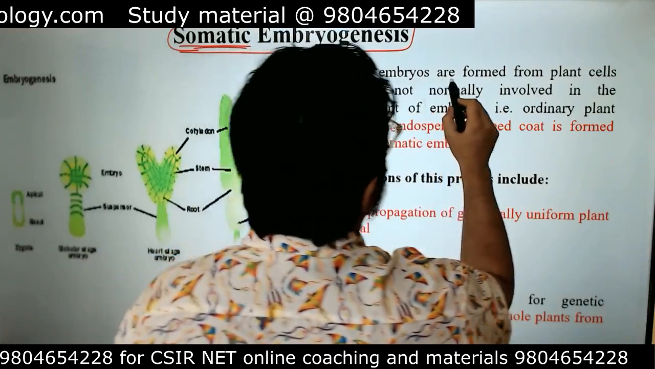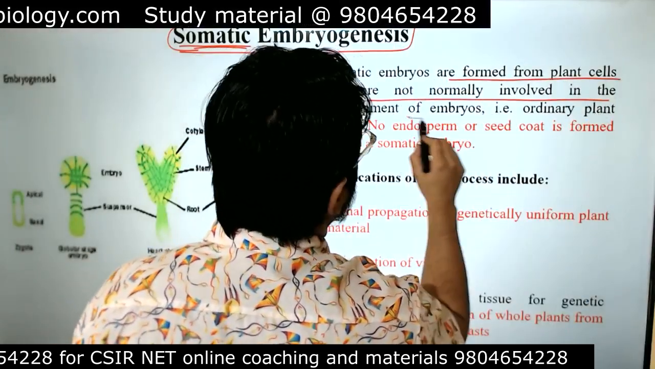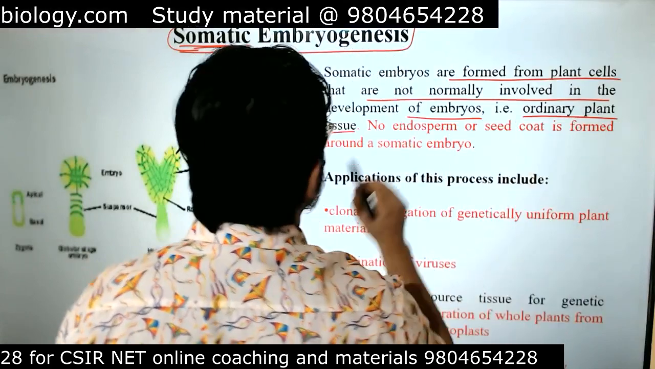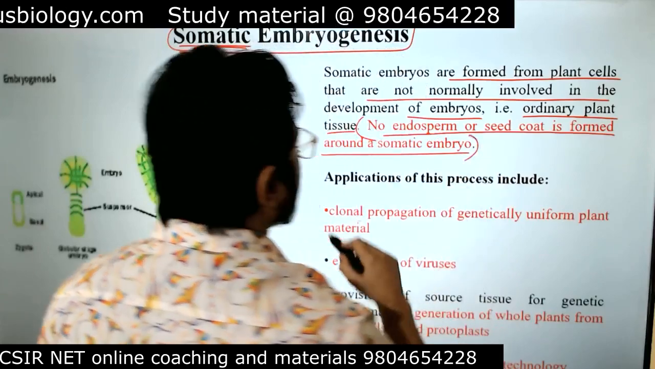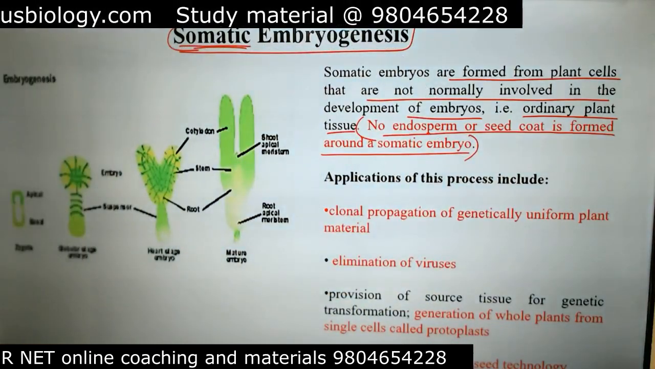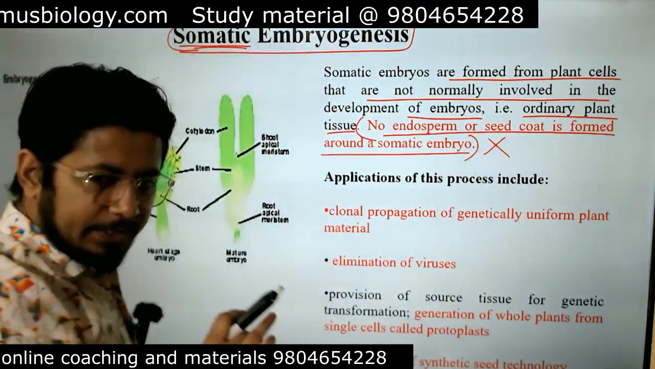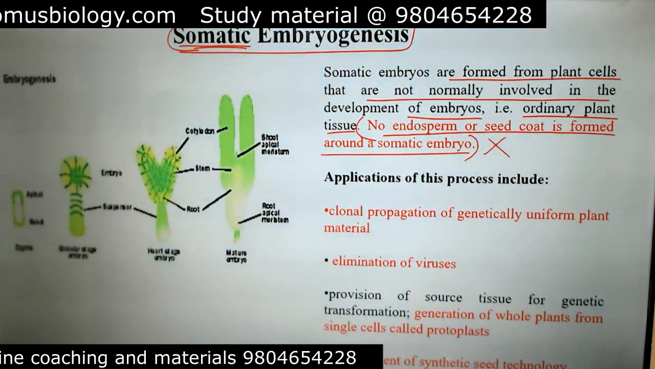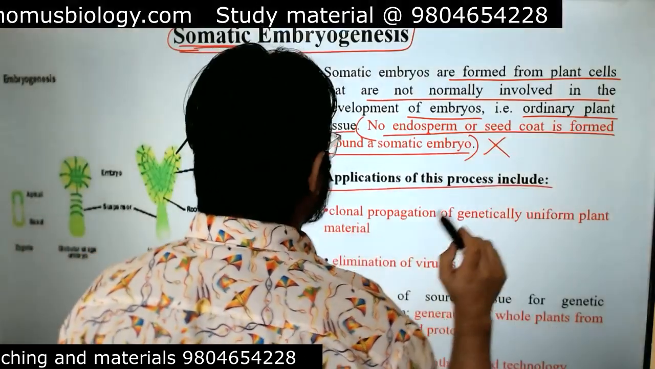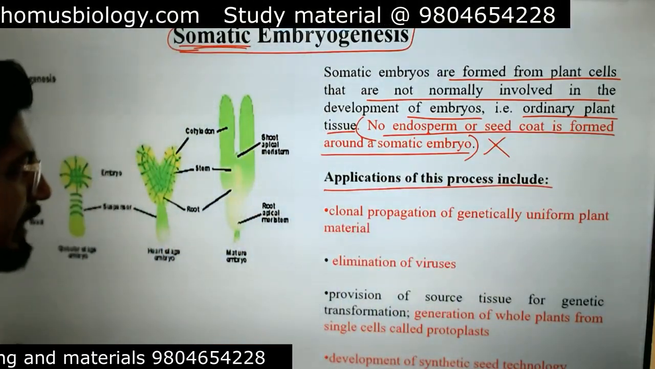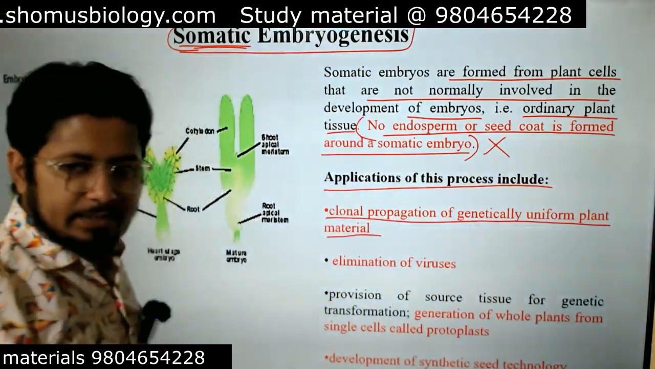So somatic embryos are formed from plant cells that are not normally involved in the development of an embryo, that is, ordinary plant tissue. No endosperm or seed coat is formed around the somatic embryo. It's just a body cell. What are the applications of this process? The application of the somatic embryo process is clonal propagation of genetically uniform plant material.